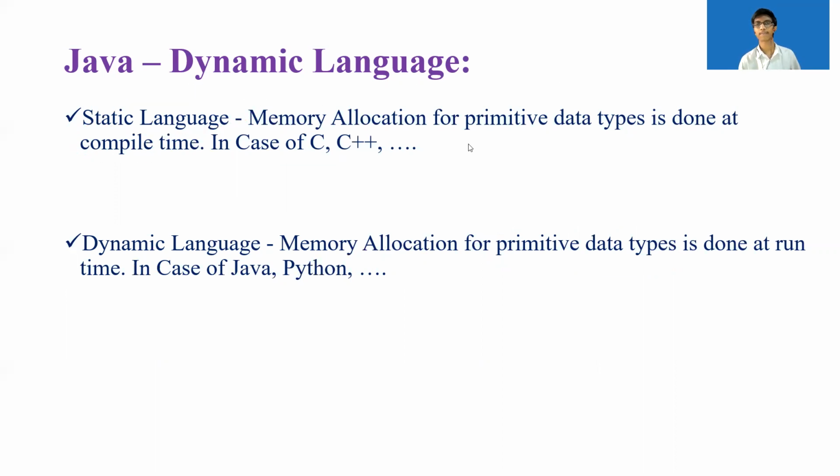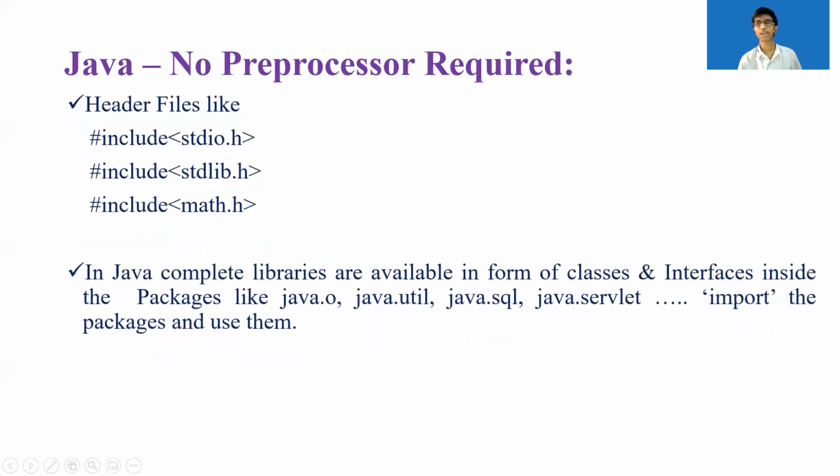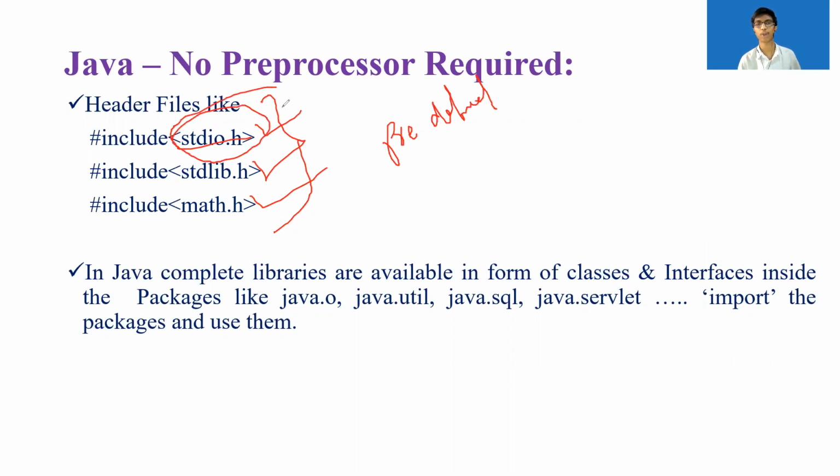Now let's see the next difference: the requirement of the preprocessor. We know that in C or C++ we see header files, like #include stdio, the standard input output header file, the standard library header file, the math header file, in order to do some predefined operations. For example, to use predefined methods like printf and scanf, I need to import the standard input output header. These header files will be included.